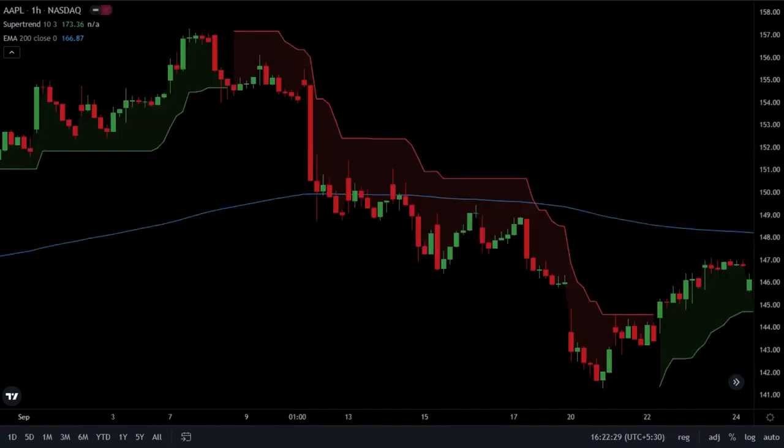Let's move on to another example. In this chart, here you can see that the Supertrend indicates a sell signal, but the price is still above the 200 EMA line, so we don't want to take a position right now. You should enter a sell position when the price crosses the 200 EMA line, while the Supertrend remains red. When the Supertrend turns green, you close your position.